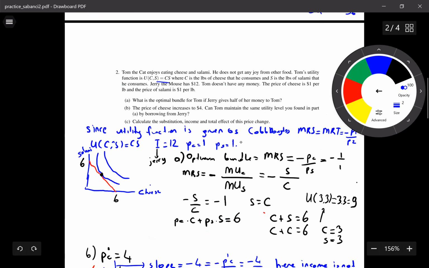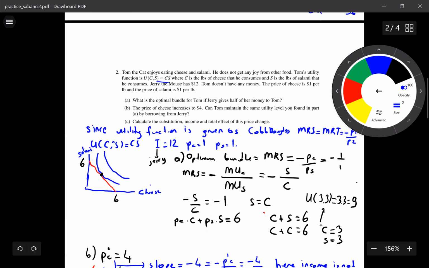So let's read the question one more time. Something happened to the price of cheese. The price of cheese becomes 4. Then it asks us the following: can Tom maintain the same utility level you found in part A? Forget about the rest of it.